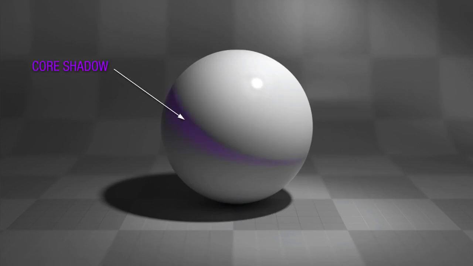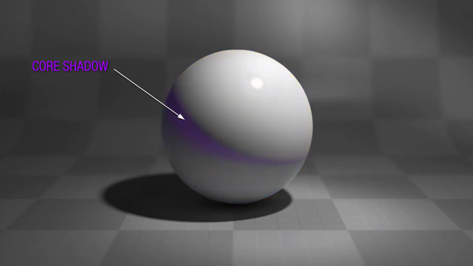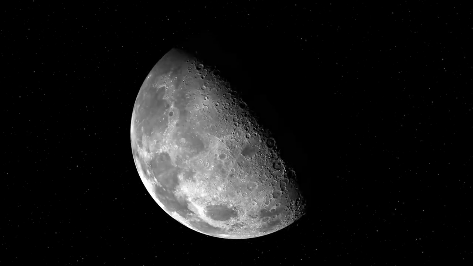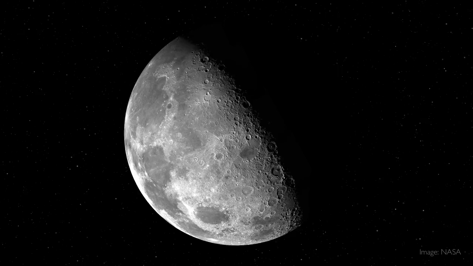I said at the beginning of the video that many people confuse the Terminator with the core shadow. Can you see why? They're kind of in the same area. But the Terminator separates form light from form shadow. It's like a country border between Switzerland and France. But the core shadow is part of the area of the form shadow. It is created by the reflected light. If there is no reflected light, there's no core shadow. Look at the moon. There's no core shadow here because there's no reflected light. But there is a Terminator.